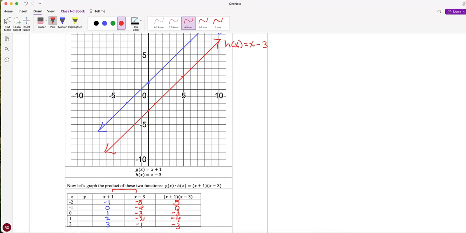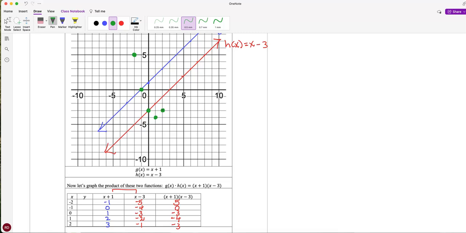And so let's graph those in green. So negative 2, 5 is right there. Negative 1, 0 is right there. 0, negative 3 is right here. 1, negative 4 is right there. 2, negative 3 is right here. Let's plug in a 3.